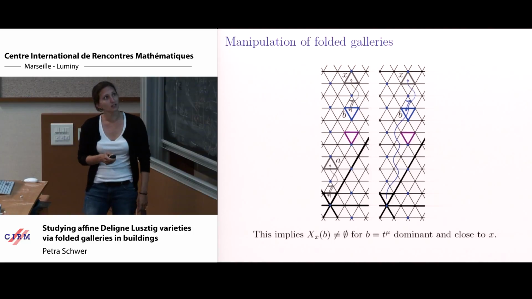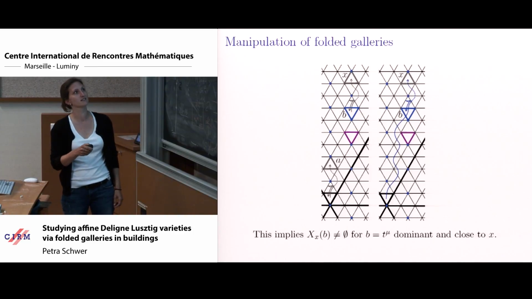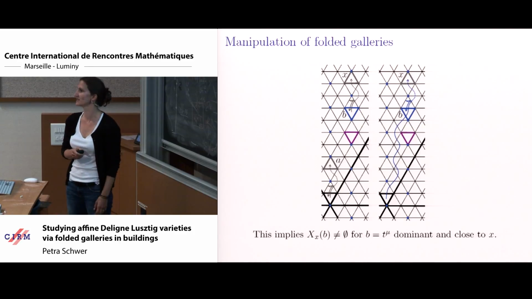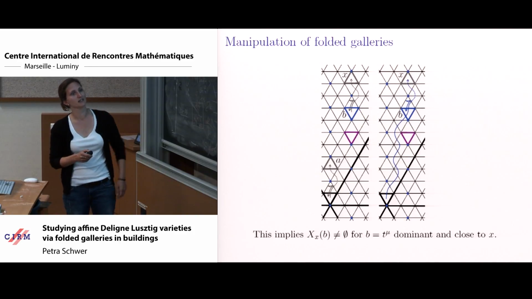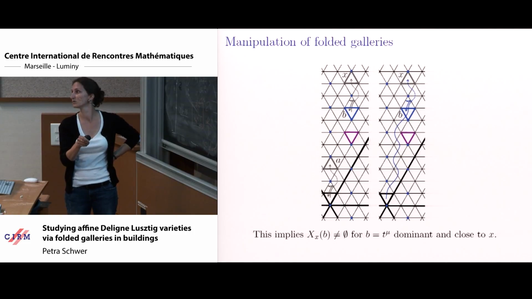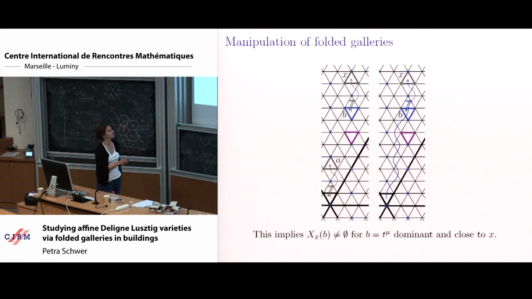Okay, next example. We had this tiny one here, and as you can guess, it's non-emptiness of X and 1 in the same fashion as the one on the previous slide. And now from there, we can explicitly construct, and I told you how, this gallery of type X that starts in the identity and ends in B. Okay, it's this blue simplex up here. So also this affine Deligne-Lusztig variety is non-empty.